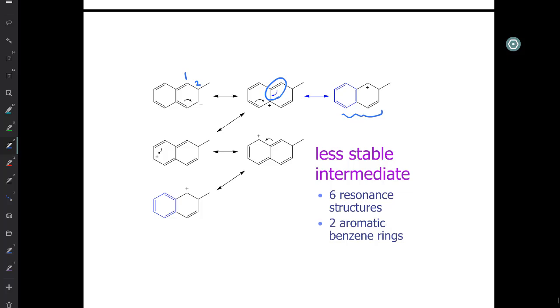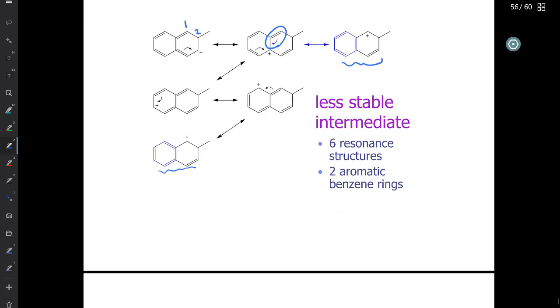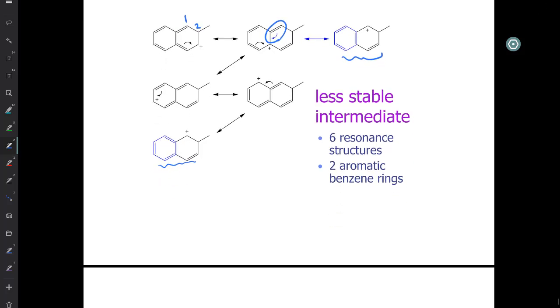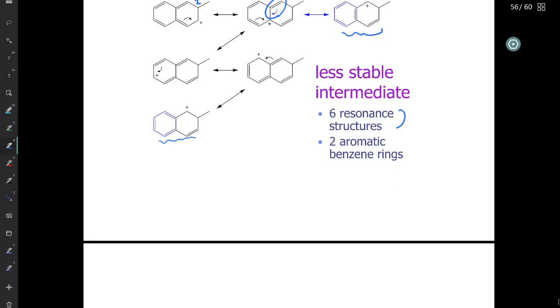Now, if you draw all the other resonance structures, eventually you get to this one, and that has also got an aromatic ring to it. When you count them up in total, there's only 6, and only 2 of them have aromatic rings. And so the result is that particular intermediate ends up being less stable than if it's added in the 1 position. Now, intermediate stability leads to kinetic product, right?